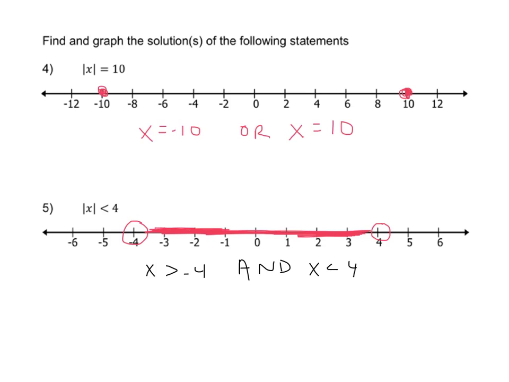But let's rewrite this. x in the middle, less than 4 on this side. And for the other side, if x is greater than -4, that means that -4 is less than x. Here's the answer.